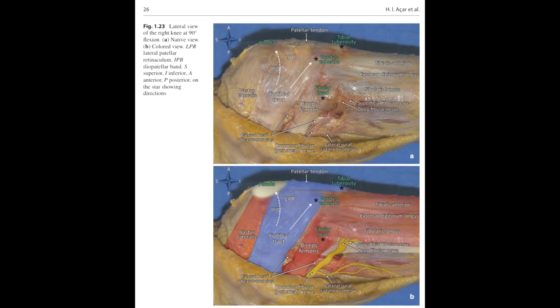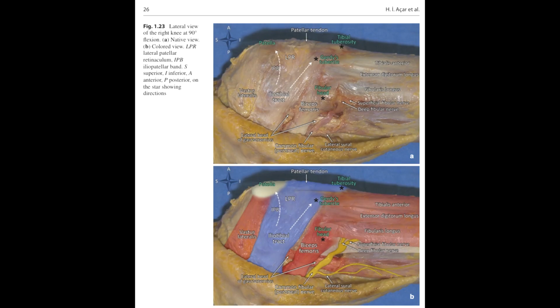Above this region, the thick band of the iliotibial tract, ITB, runs vertically, inserting firmly into Gerdy's tubercle on the tibia. This tract is an extension of the fascia lata, and clinically, it is the site of iliotibial band friction syndrome, a frequent problem in long-distance runners.